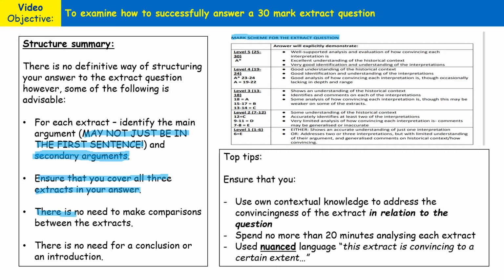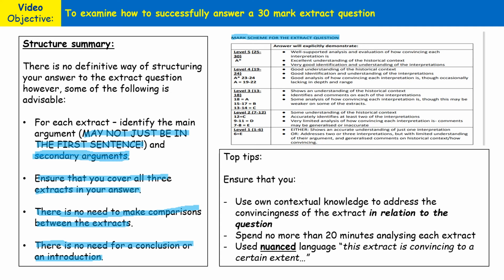There's no need to make comparisons between the extracts. You shouldn't be stating that extract A is more convincing than extract B, for example. That won't gain you any marks. You want to analyse each extract individually. There's also no need for an overall conclusion or introduction to your answer. Now, you might want to give a brief introduction when you're writing about each extract, summarising what the main line of argument is, and you might want to allude to any sub-arguments at this stage. However, that's not a necessity.